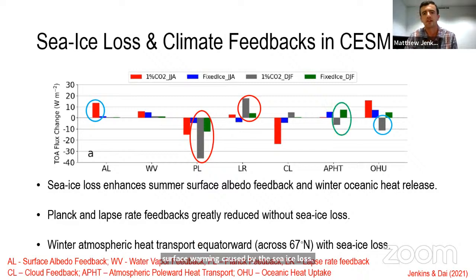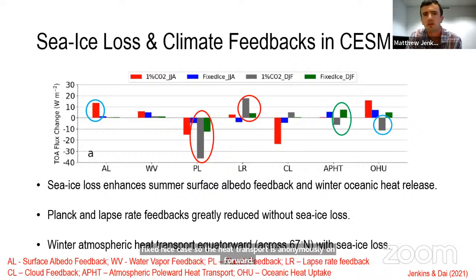And lastly, we look at the atmospheric heat transport, as this has also been cited as a cause of Arctic amplification. We can see that with fully coupled dynamic sea ice and the large bottom heavy warming, the atmospheric heat transport is actually equatorward. So this opposes the Arctic amplification, but in the fixed ice case, the heat transport is anomalously poleward.